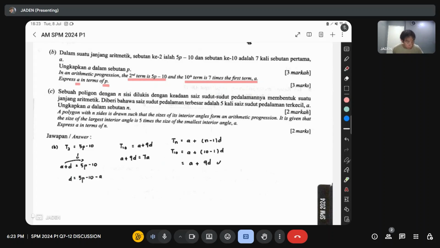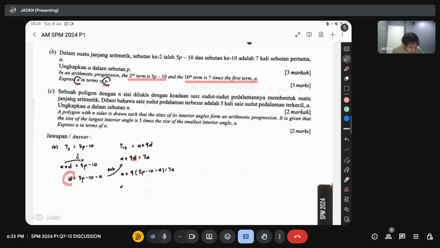The reason why I want to make d my subject is because I want to substitute into this equation. Because in the end, they want a in terms of p. That means in my whole equation, I shouldn't have d. That is the reason why I make d my subject, so that when I focus on my solution, I could replace the d with something else. And usually the something else will be a or p. So that's how you work on it. So this is a plus 9 bracket 5p minus 10 minus a equal to 7a. Let me erase this.